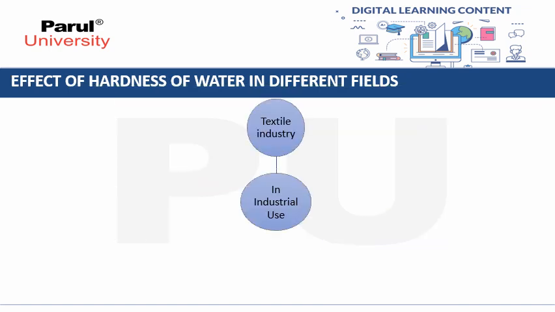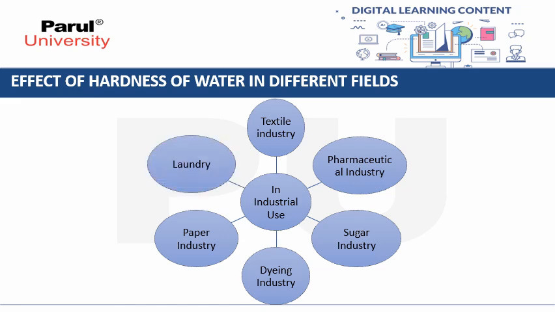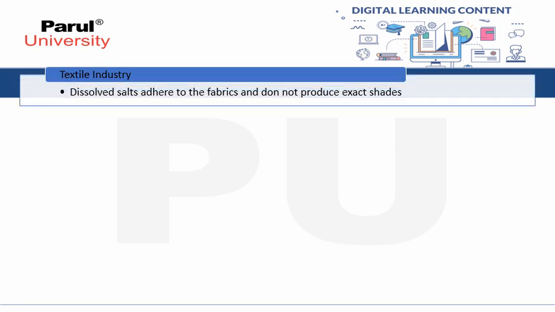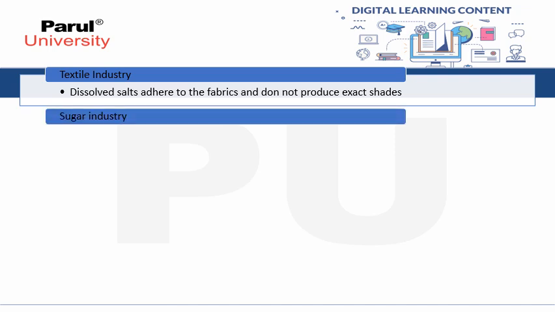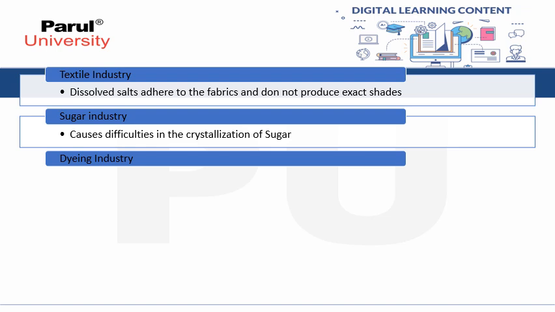If we use hard water in industry use, suppose in textile industry, pharmaceutical, sugar industry, dyeing industry, paper industry, laundry, everywhere the water is used, and if in industry the water is hard, then in the textile industry the dissolved salts adhere to the fabric and do not produce the exact shade of the textile material. If the hard water is used in sugar industry, it will cause difficulties in the crystallization of the sugar at the end.